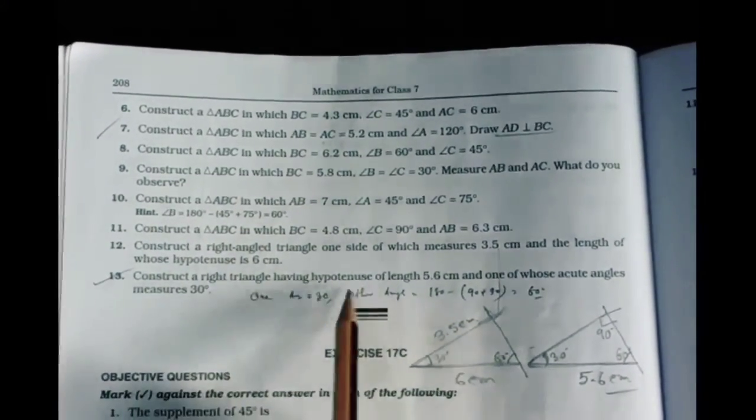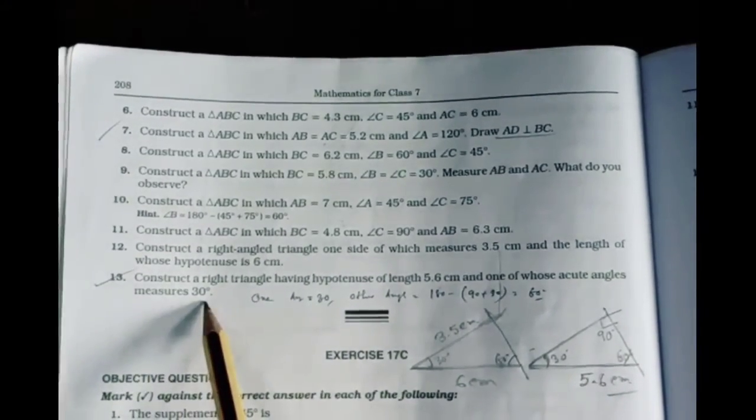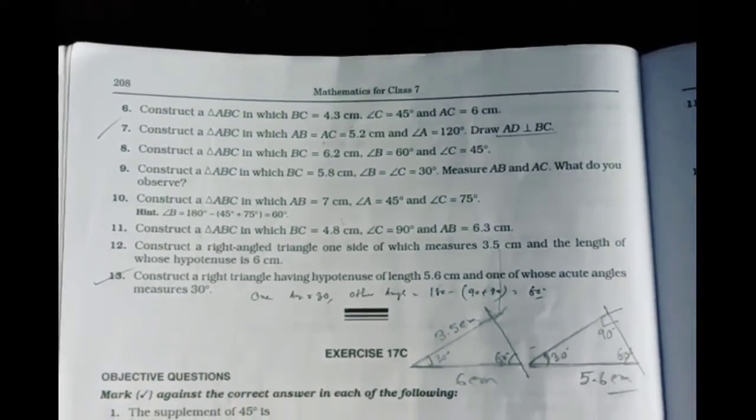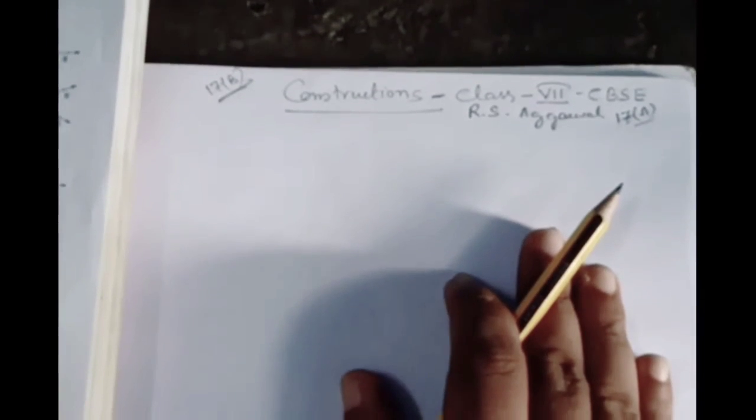Construct a right triangle having hypotenuse of length 5.6 centimeter and one of its acute angle measure 30 degree. So first we should do a rough sketch. We have to construct a right triangle whose hypotenuse is given. So hypotenuse is 5.6 centimeter. So the rough sketch should be like this. First we are going to draw this as hypotenuse, that is 5.6 centimeter obviously.